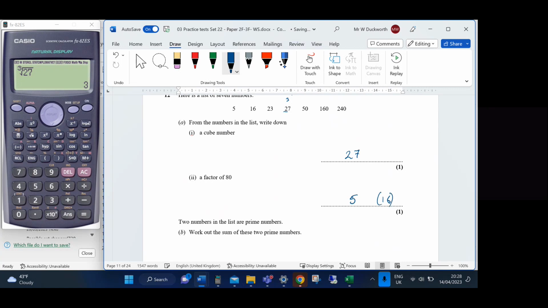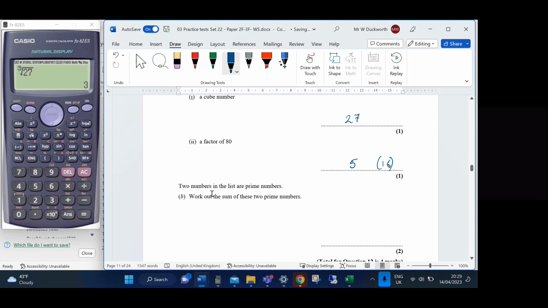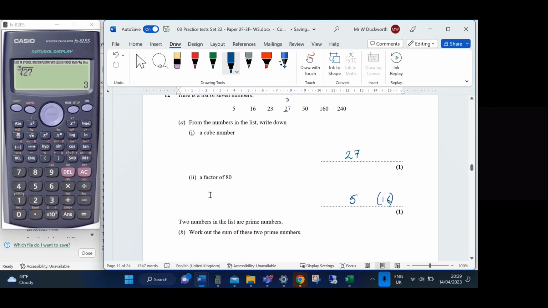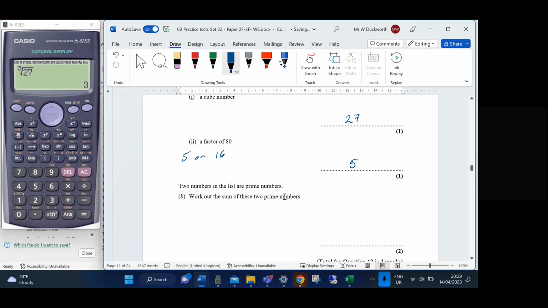But I'm going to just put that in brackets to show the other possible answer. Actually, I'm going to just clear up because if somebody was actually looking at this, 5 or 16, and then just write one of them down. As 2 numbers in the list are prime, work out the sum of the 2 prime numbers.